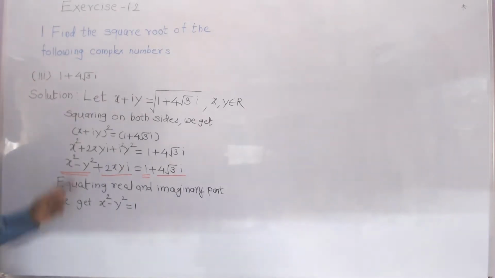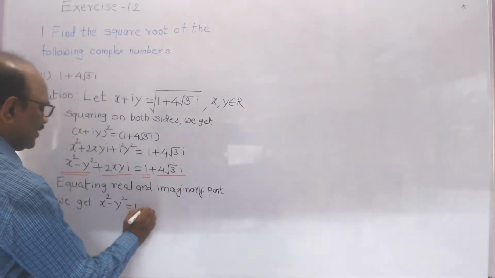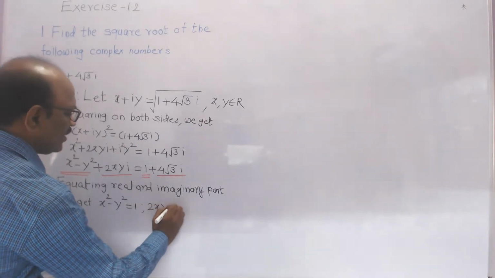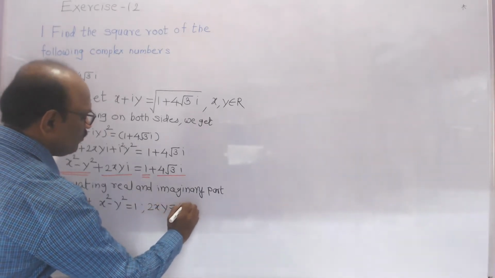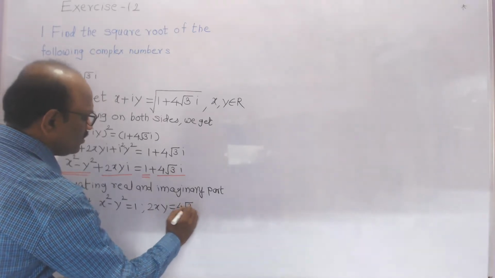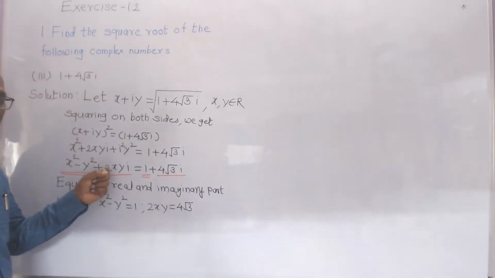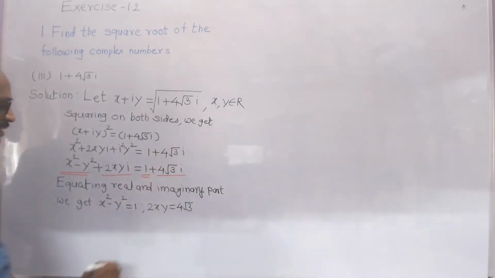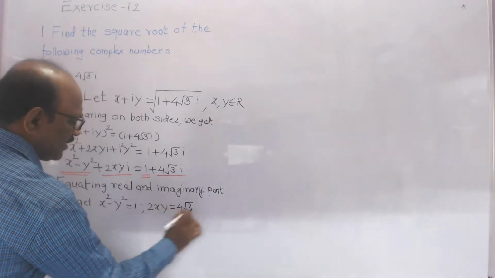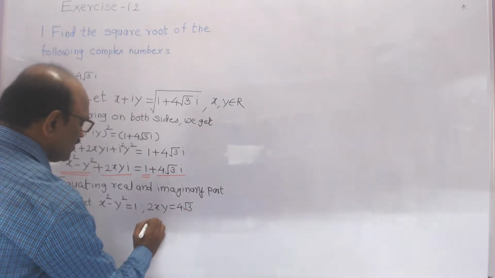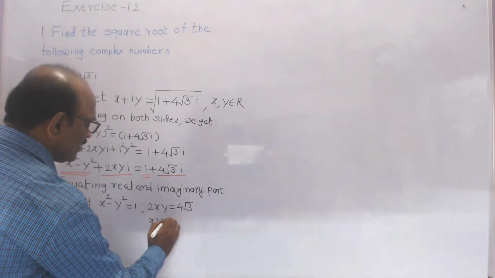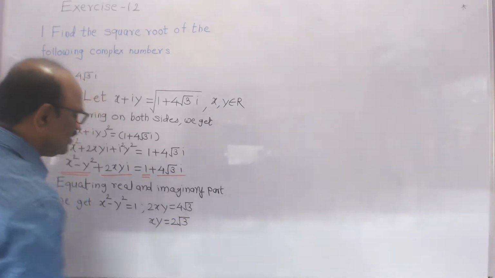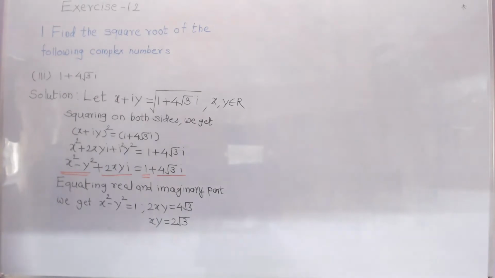X square minus y square is equal to 1, and the other is 2xy is equal to 4 root 3. If we equate it, 2xyi is equal to 4 root 3i, the i gets cancelled, and simplifying again, divide by 2 on both sides, then you will get xy is equal to 2 root 3.